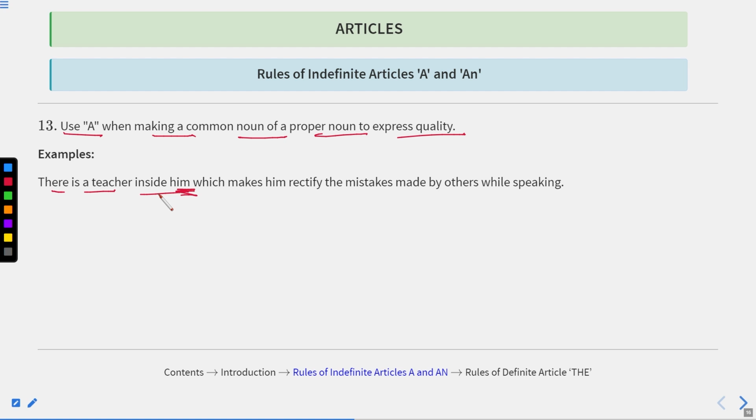For example, suppose there is a person A, and he used to rectify everyone when they make mistakes while speaking. So he accosts everyone: here you are wrong grammatically, here you are wrong grammatically. It means there is a teacher inside him. It is not like a teacher is fitted into his body. It is like he possesses a quality of a teacher that makes him accost and rectify everyone while they are making any mistake while speaking.